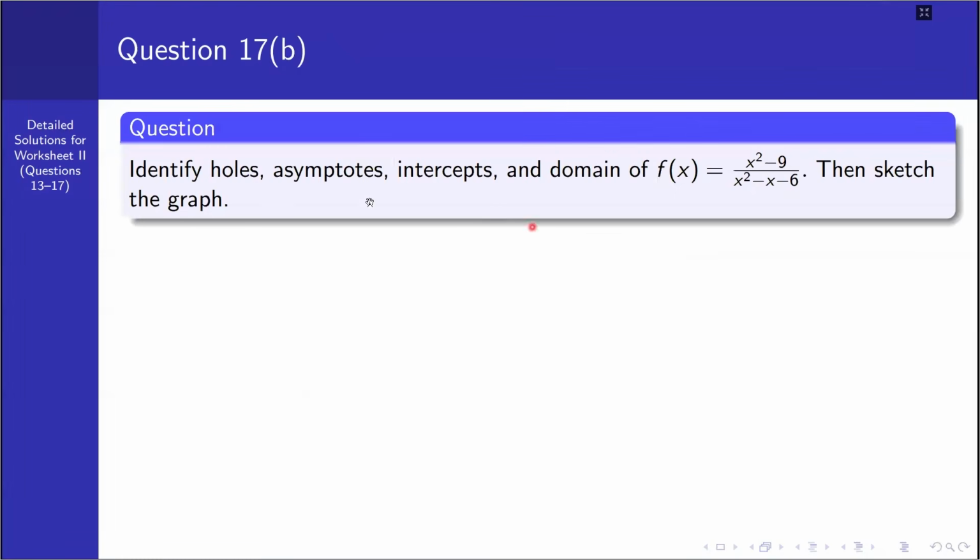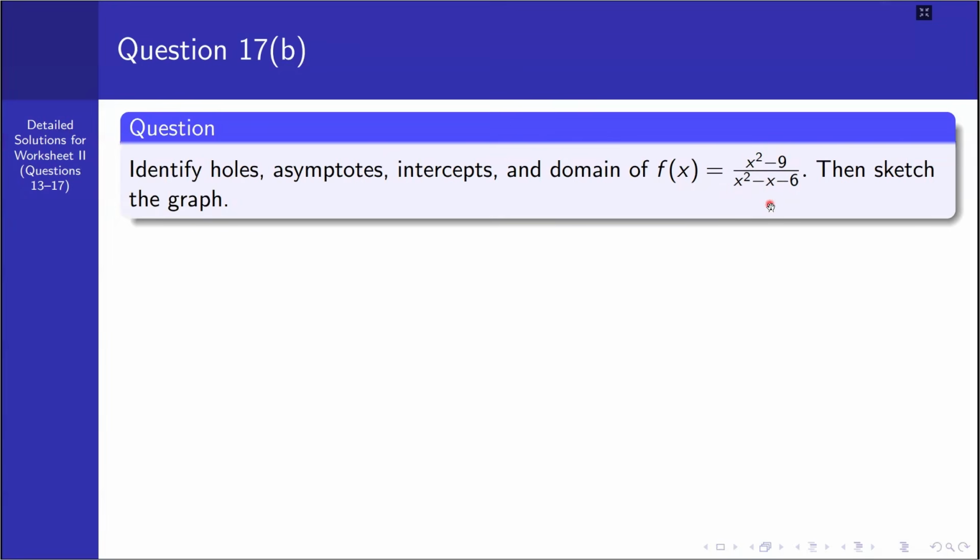Okay, next. Again, that is a similar question with a similar rational function. ሆል ተጠይቀናል፣ አሲምፕቶት፣ ኢንተርሰፕት እና ዶሜን የተጠየቅነው እዚህ ጋርም። ከዛ መጨረሻ ላይ graph of the given rational function. The function is f of x equal to x squared minus 9 over x squared minus x minus 6.